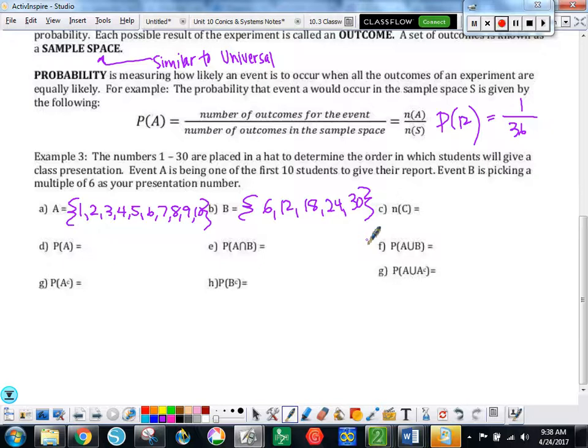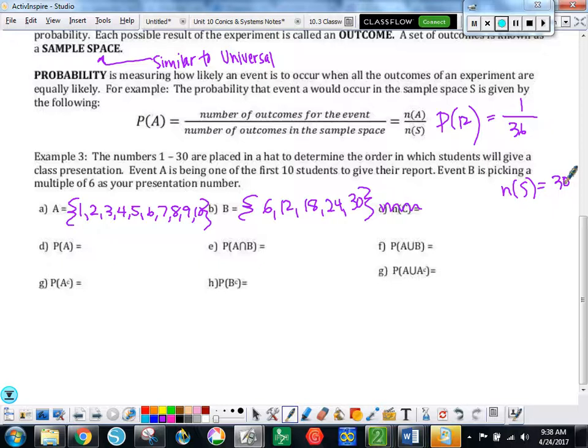I don't remember what I was thinking when I did that. Okay, what's the probability of A happening? Really quick, how many numbers are in my sample space? How many numbers are in the bag? 30. So the denominator on all of my probabilities will be 30.